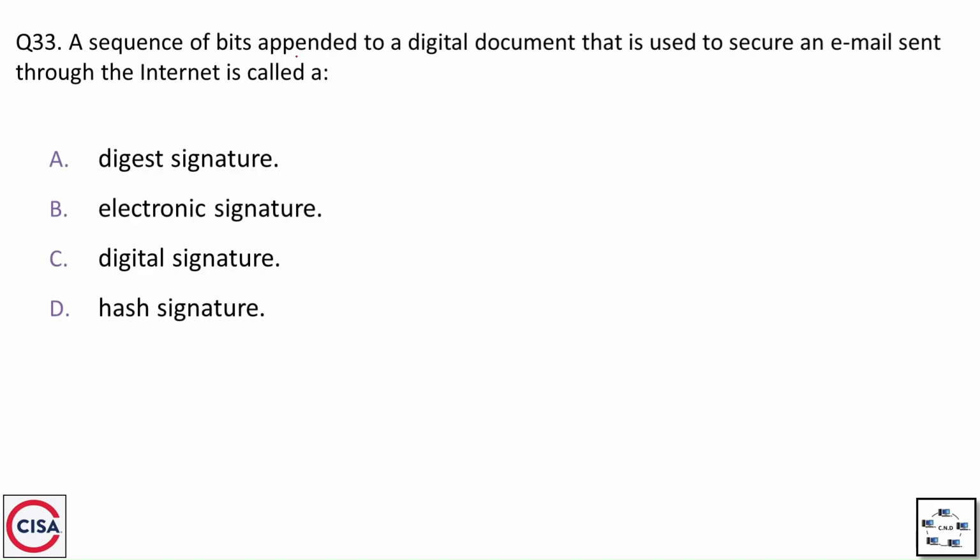Question number 33. A sequence of bits appended to a digital document that is used to secure an email sent through the internet is called a: option A, digest signature; option B, electronic signature; option C, digital signature; and option D, hash signature. And the correct option is option C, digital signature.